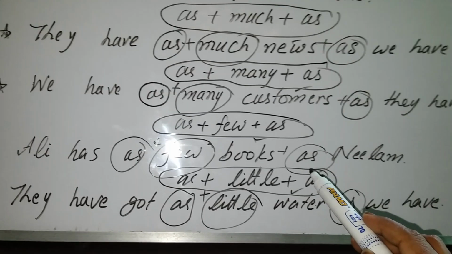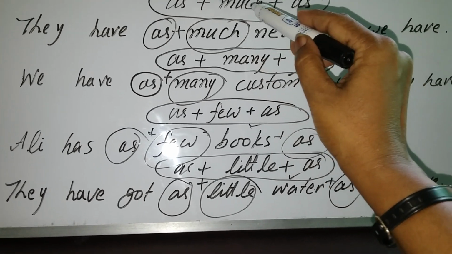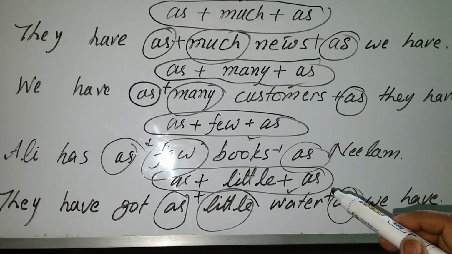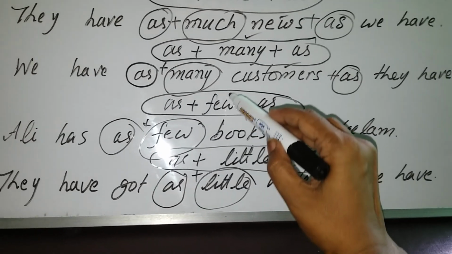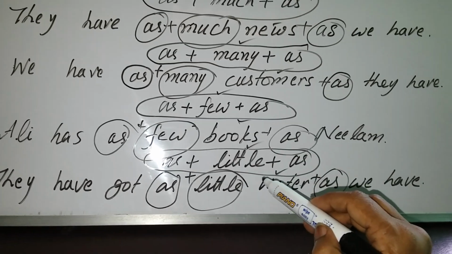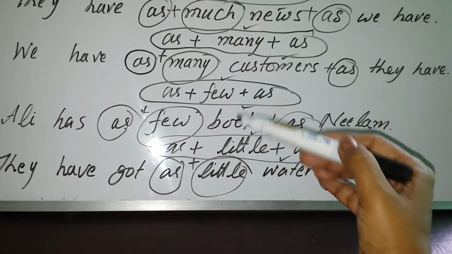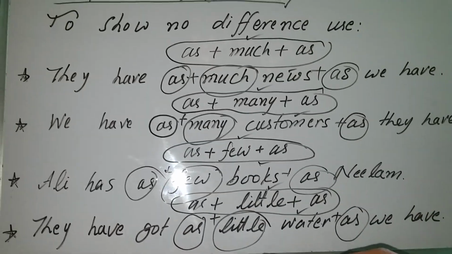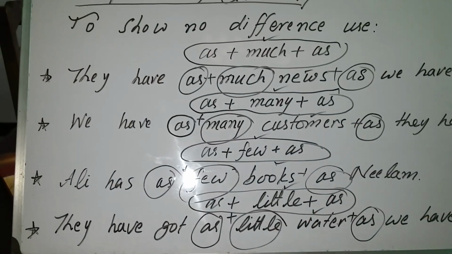So this is the way of making the comparison between the quantity of nouns. As plus much plus as. Much is used for uncountable nouns. Many is used for countable nouns. Few is also used for countable nouns. Little is used for uncountable nouns. And always remember that much, many, few and little are all the first degree of adjectives which we use to show the difference or no difference between the quantity of nouns.